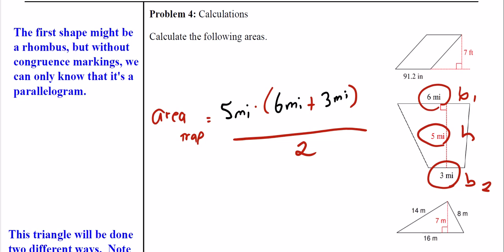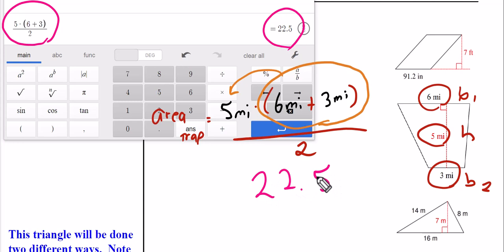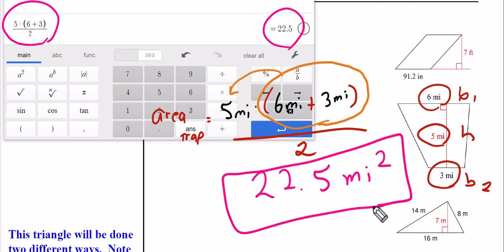And if you're doing these by hand, you need to make sure you follow order of operations first. So order of operations would tell me to do this first, and then multiply it by the 5, and then divide it by the 2. So here I am using Desmos, and you can see that I typed it in exactly the way you see it here with the parentheses and the fraction bar, and I get an answer of 22.5. Now, of course, our answer isn't just 22.5. It's going to be 22.5 miles squared, because this is area, and area is a two-dimensional quantity.